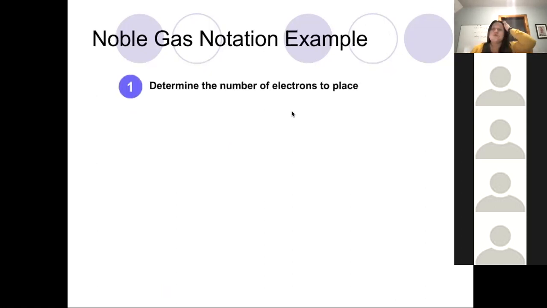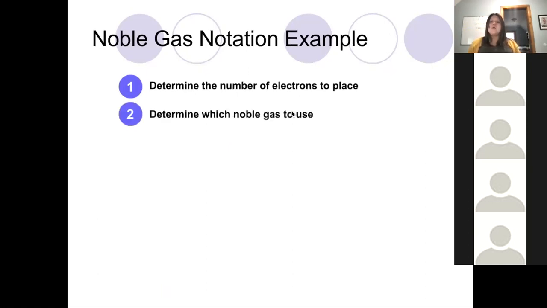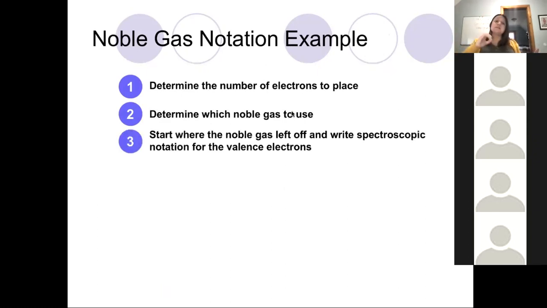Just like we did with all the other ones, the first thing is you have to determine how many electrons you need to place. So how many electrons do I have to house? Second thing is which noble gas to use. What is the correct noble gas that I have to use? And then third, after you choose the correct noble gas, you pick up in spectroscopic notation wherever that noble gas leaves off. Okay?